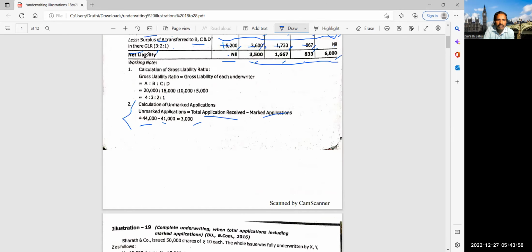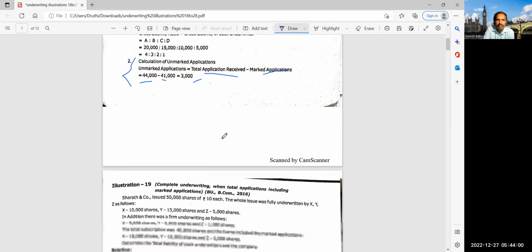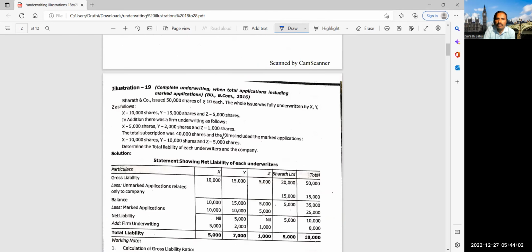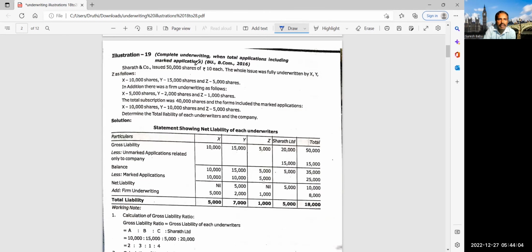So here it is the net liability. There was no firm underwriting. Now let us say check 19. Complete underwriting when total applications include marked applications. Same sum. Sharat Limited issued 50,000 shares of rupees 10 each, underwritten by X, Y, Z: 10,000, 15,000, 5,000. There, 4 underwriters were there. Here, 3 underwriters you have.